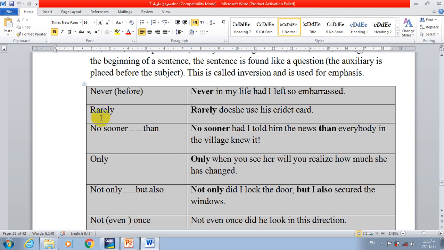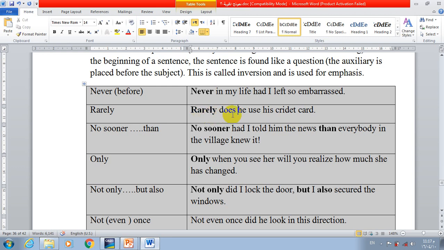And the word rarely, like the example, rarely does he use his credit card. Here, instead, we use the helping verb does before the subject he, and this happens after the words I told you before. Again, rarely does he use his credit card.